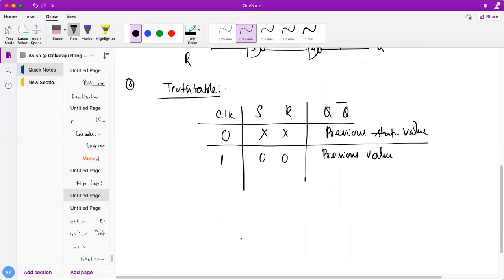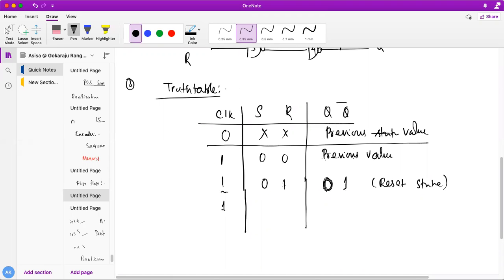Now again clock is 1. If S is 0, R is 1, what will it do? It will reset. If R is 1, it will reset my output. Reset my output means whatever was there, it will change my output to 0. So this is called the reset state. Whatever the previous value, let's say 1 0 or 1 1, if you give S equal to 0, R equal to 1 with clock equal to 1, it will just make the output 0, nothing else. If the output is 0, then obviously the complement of the output is 1. Am I correct, students?